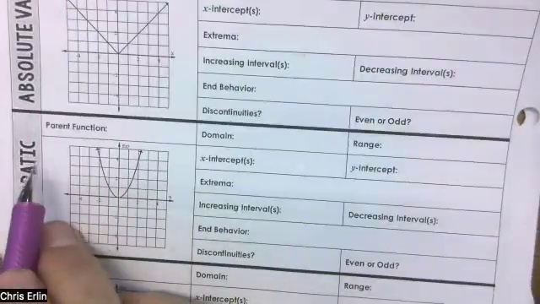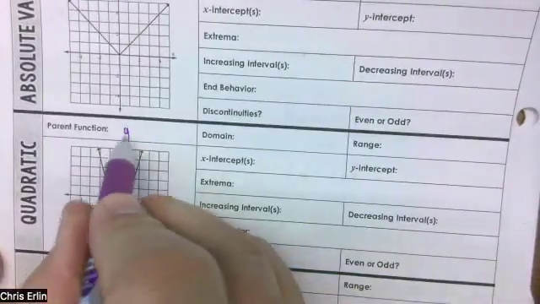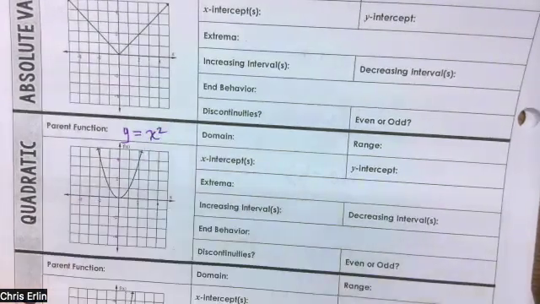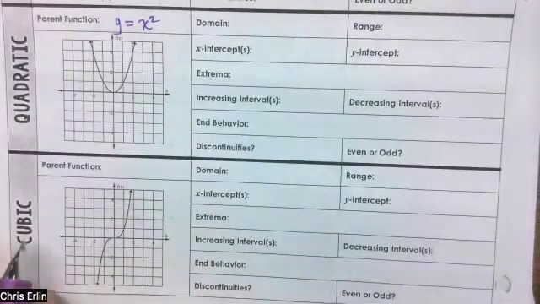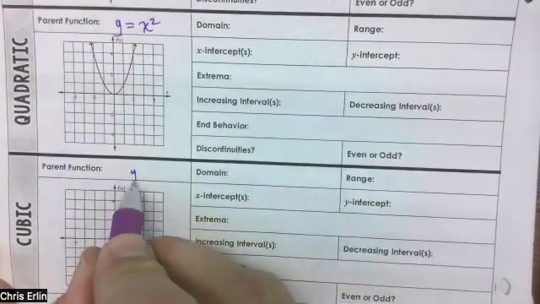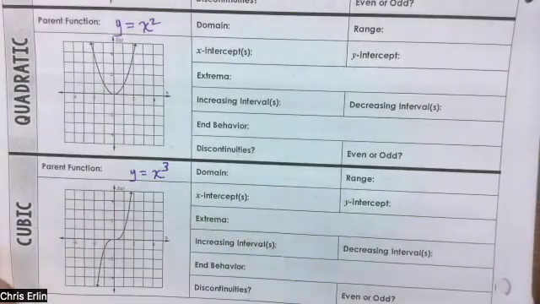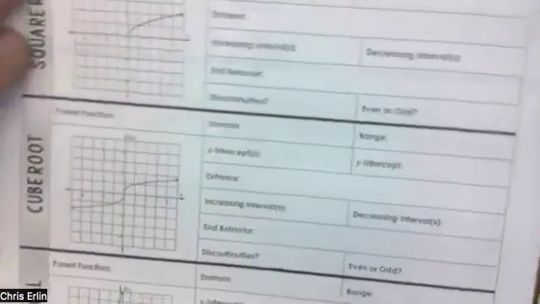What's the parent function of a quadratic? y equals x squared. What's the parent function of a cubic? x to the third, or cubed. Flip to the next page. We'll come back and do more of those in a second.